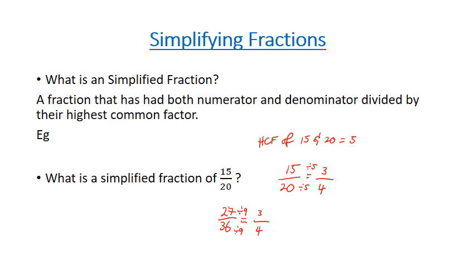Fractions don't always equal 3 over 4, so let's say we have 12 over 18. We want to simplify that. The highest common factor of 12 and 18 is actually 6. So if I divide by 6 on both sides, that gives me a simplified fraction of 2 over 3. So remember, you need to work out your highest common factor first, and then divide the numerator and the denominator by that to get your simplified fraction.